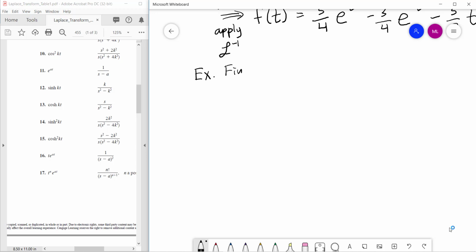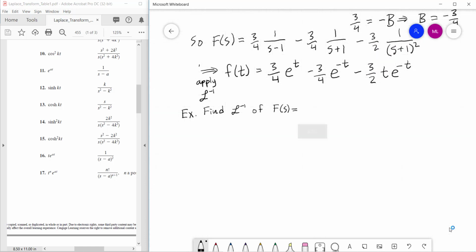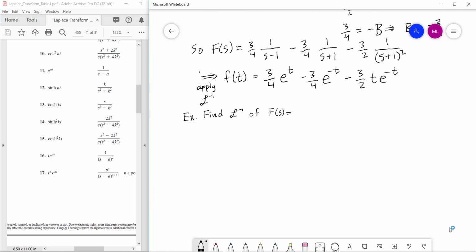So again, we want to find the inverse Laplace transform of an F of s that in this case looks like, let's say, I don't know, just 20 over s times s squared plus 2s plus 10. So this is what we're trying to find the inverse transform of.